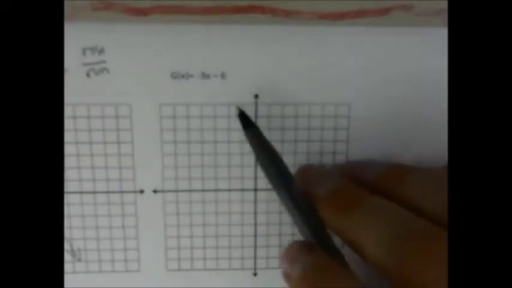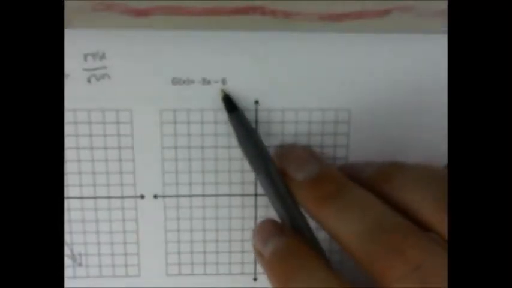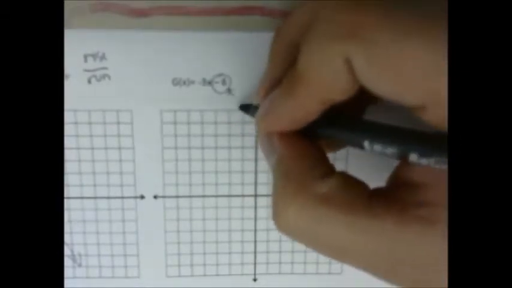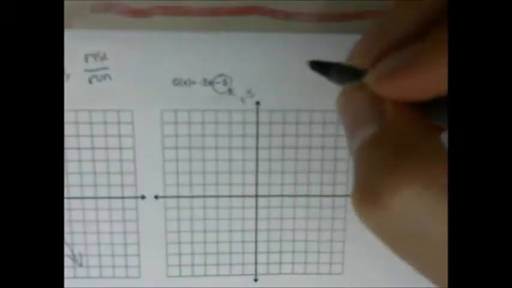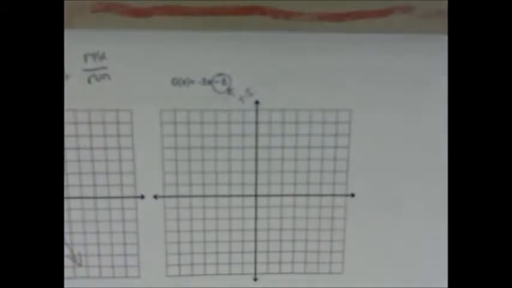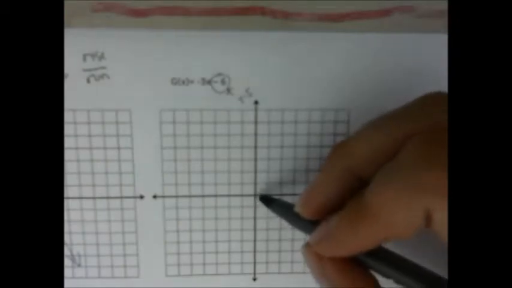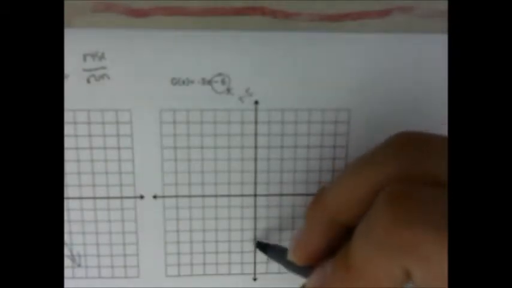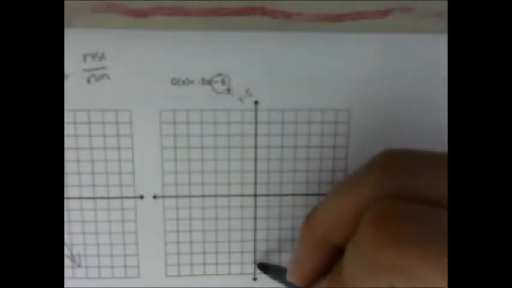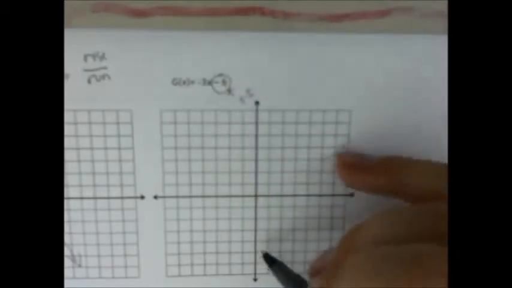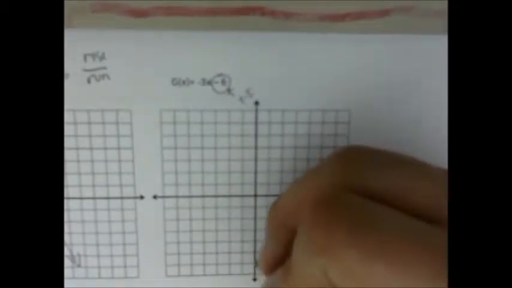Again, this time we have -6. So -6 is our y-intercept. Now, we are going to go down to -6. We're going to go down 1, 2, 3, 4, 5, 6. So this is where -6 is on the y-axis. And since the y-intercept is where it crosses the y-axis, it crosses it at -6.